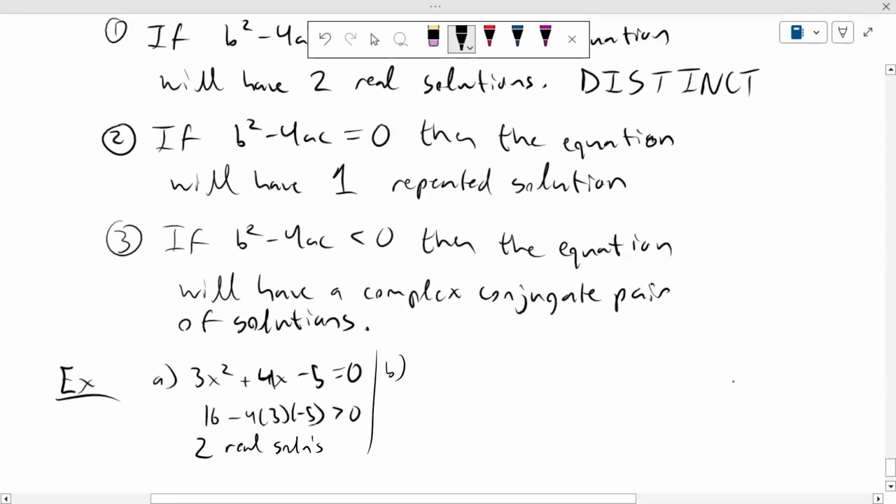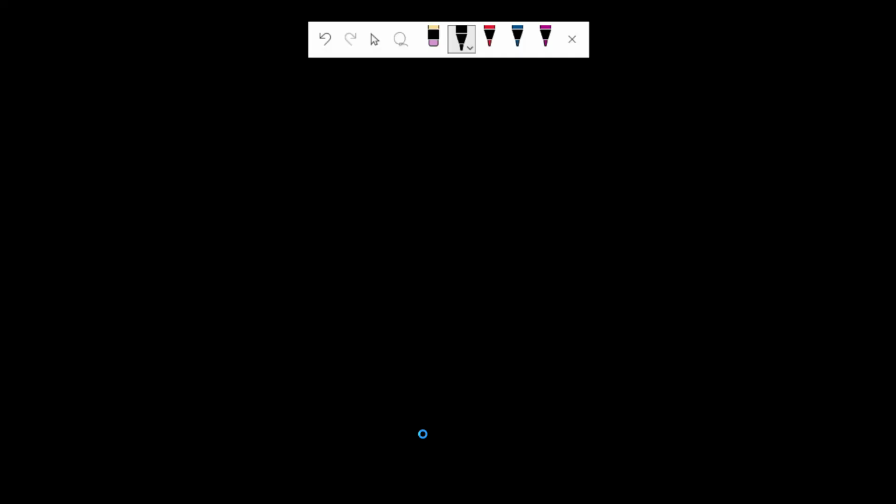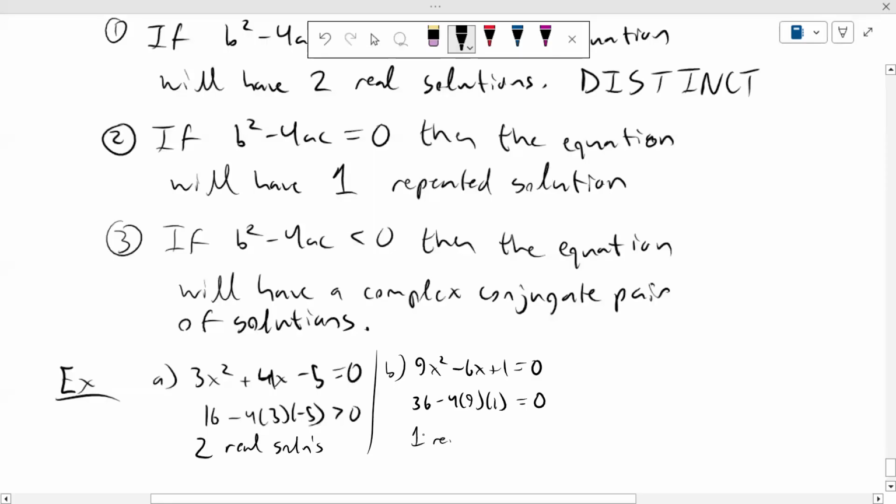For part B here, what if we had 9x squared minus 6x plus 1 is equal to 0? Well, let's see. We have b squared is 36 minus 4 times a times c. Well, that's going to give us exactly 0, right? So we have one repeated real solution. Okay, one repeated real solution there. And we could find it if we want. It's like x equals 1/3 or something.